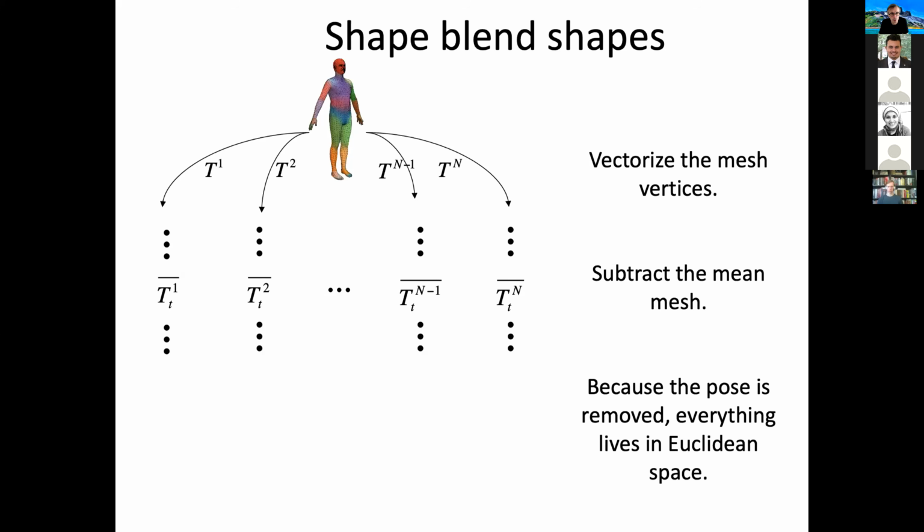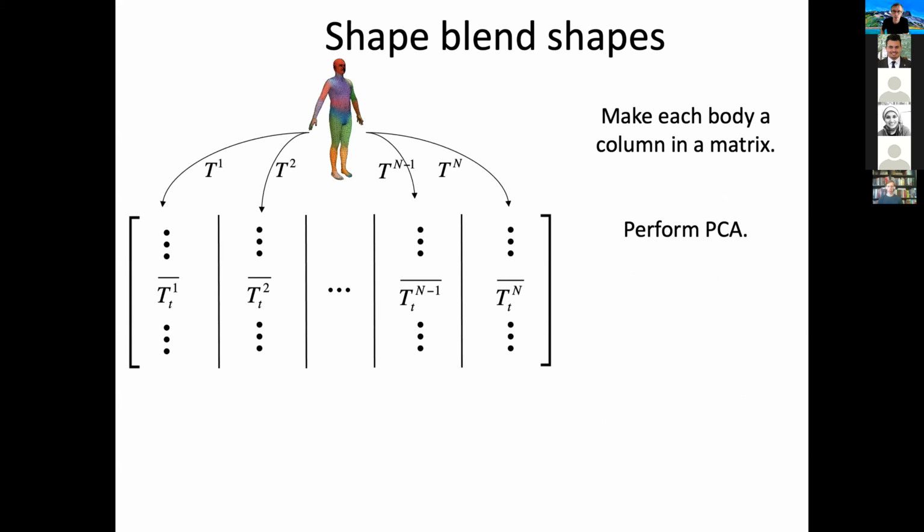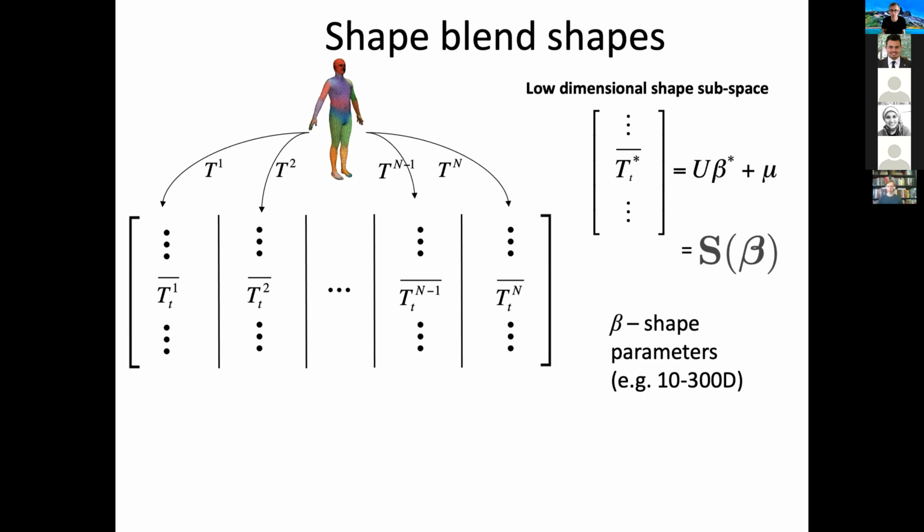So the simple thing to do is you just vectorize the bodies. Now we have these 21,000-dimensional vectors. We've got n training bodies. We subtract the mean from each of these. Because everything here is living in a Euclidean space of points, because we factored out the nonlinearities of body pose, we can just put this into a matrix and do principal component analysis on it. Principal component analysis finds the eigenvalues and eigenvectors of this matrix. The eigenvectors describe the major directions of variation in the shape space, in the space of bodies.